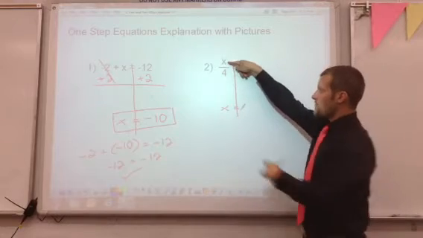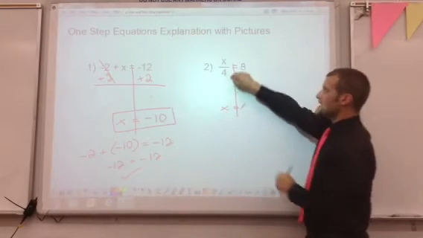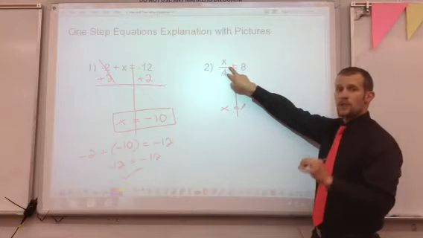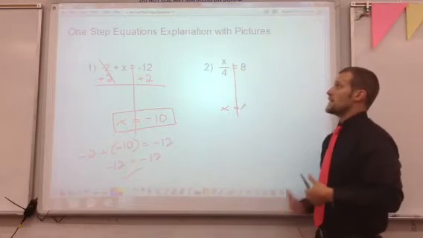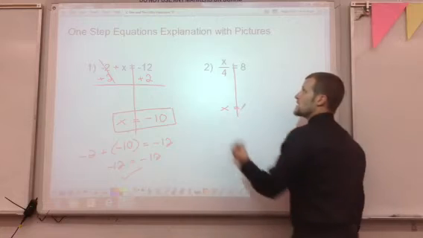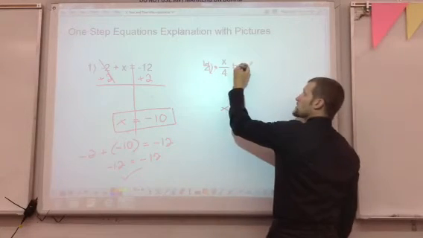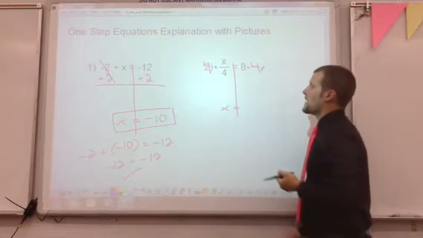Well, up here I already have my x in the correct place. I need to get rid of a divide by 4. So what I need is the inverse operation of divide. The inverse operation is multiply. So I'm going to multiply by 4 and multiply by 4.